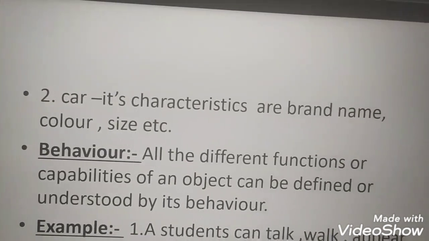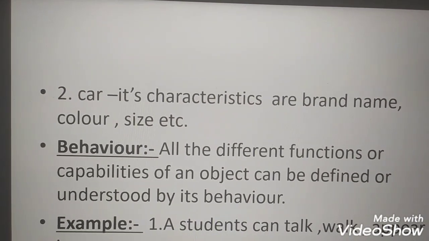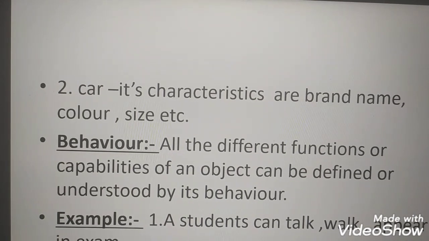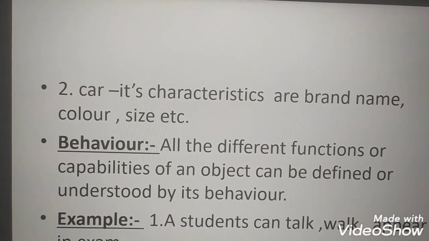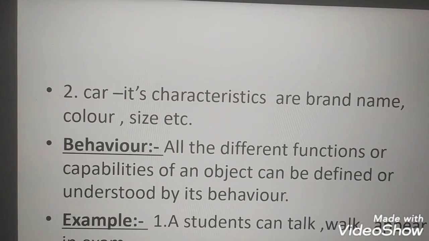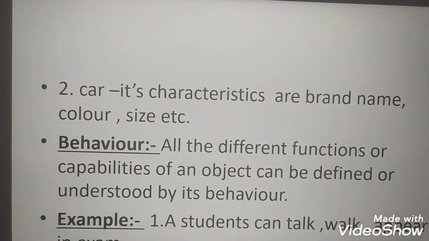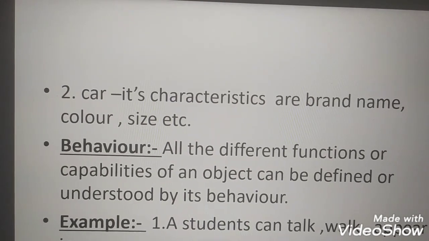Another example: if I am talking about a car as an object, then it has characteristics. What can they be? The characteristics are the name of the car, the brand name of the car, the color of the car, the size of the car. These are the characteristics or attributes, or we can say the data, related to the car object.